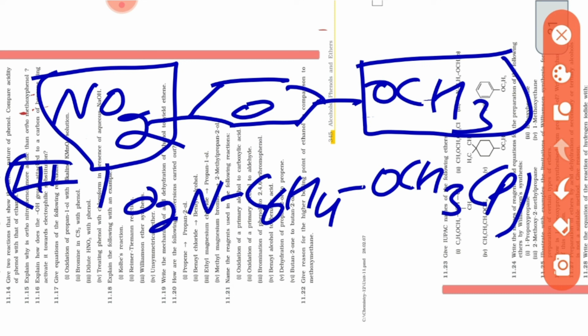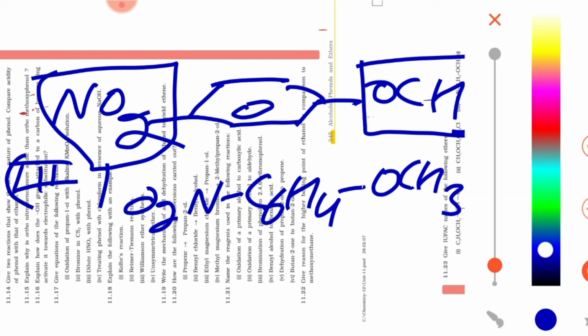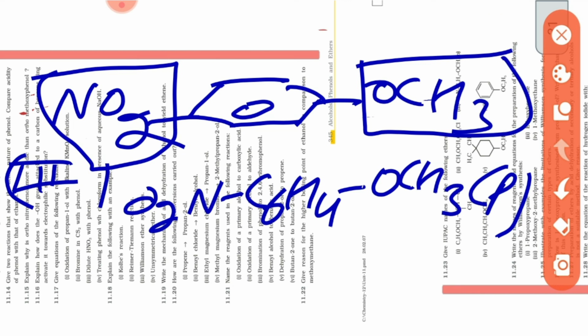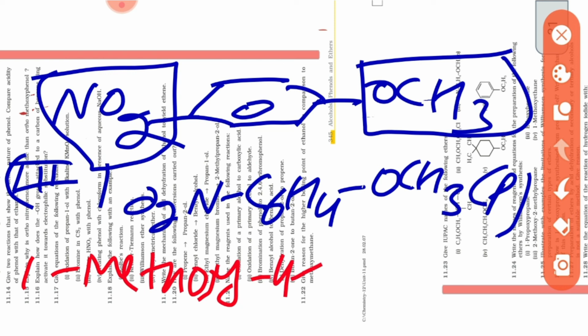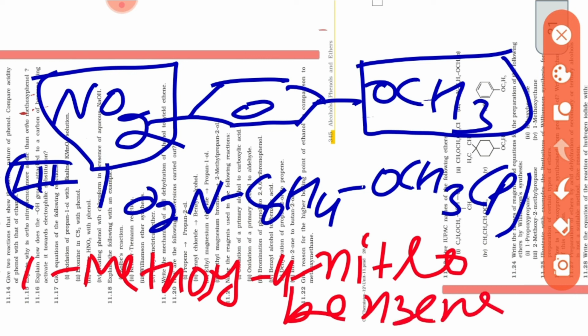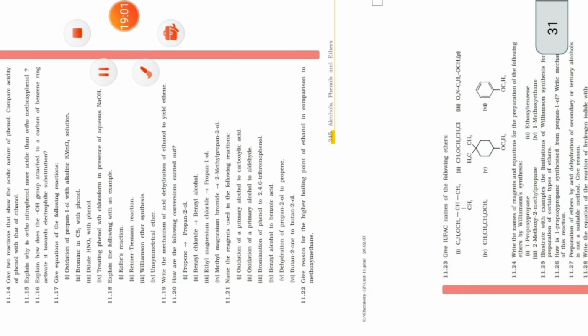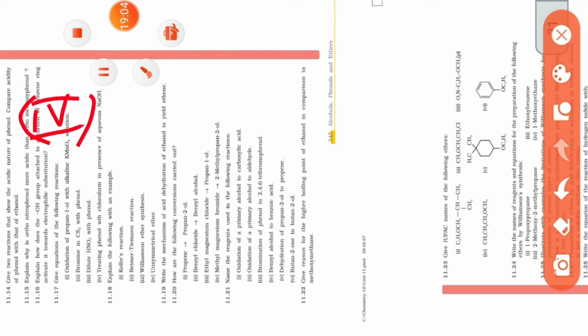Then what will be its name? This is the methoxy. This is the nitro, which is coming alphabetically first. Methoxy, so 1-methoxy 4-nitro benzene. We can say like that: 1-methoxy, then 4-nitro benzene. Clear? After that you are having number 4. Number 4 is very easy, I think. Number 4, 1-methoxy propane. Number 4 is very easy.